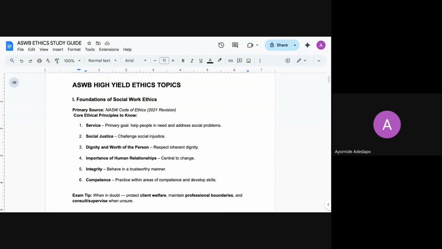A lot of times questions will say the social worker has a new client, and the client has a big trauma history, and you have no training or expertise in trauma. What should the social worker do? If it's a client that you are just seeing for the first time, you haven't established any kind of relationship, the best thing to do is to refer them to a specialist that can help them.